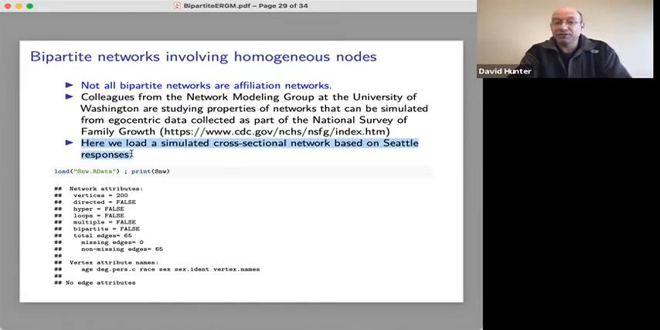This particular network of 200 hypothetical individuals is simulated so as to match the demographics of Seattle based on the National Survey of Family Growth, the NSFG. And this team that's based at the University of Washington is using this NSFG to study these networks based on egocentric data. So the simulated network that I'm talking about here has 200 vertices. It's got 65 edges, and we're going to see what it looks like on this next slide.